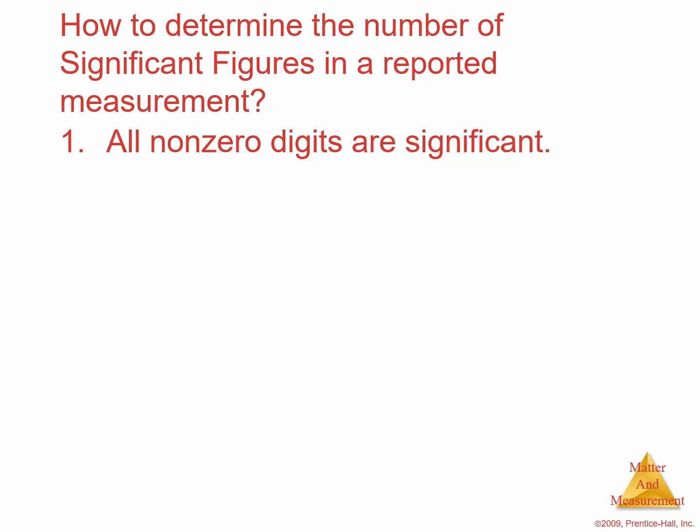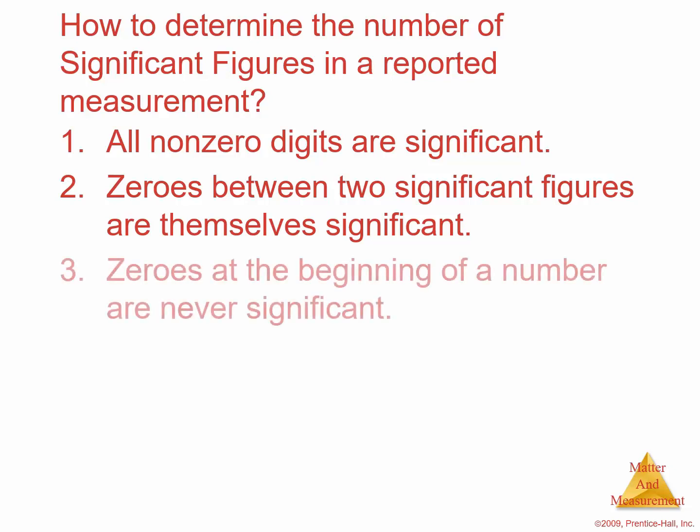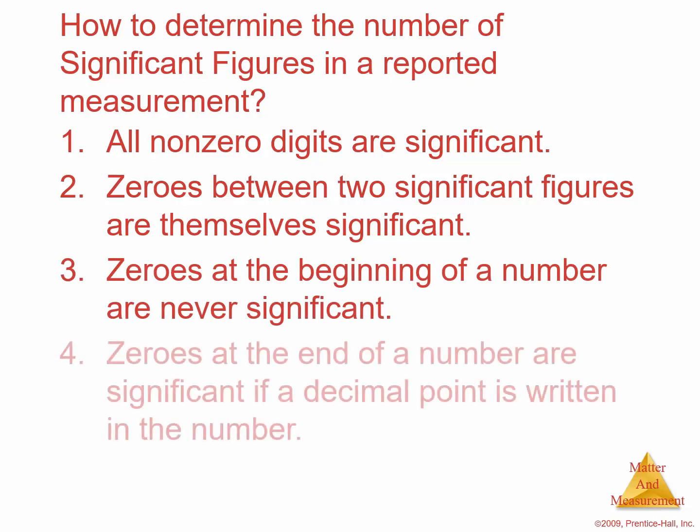So, here are some rules. All non-zero digits are significant. Zeros between two significant figures are themselves significant. Zeros at the beginning of a number are never significant. Zeros at the end of a number are significant if a decimal point is written in the number.